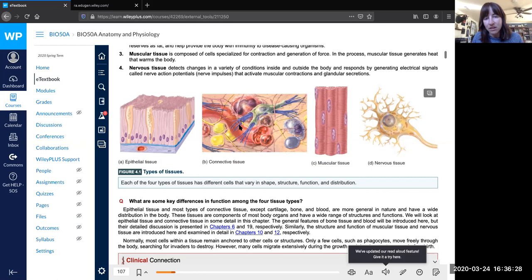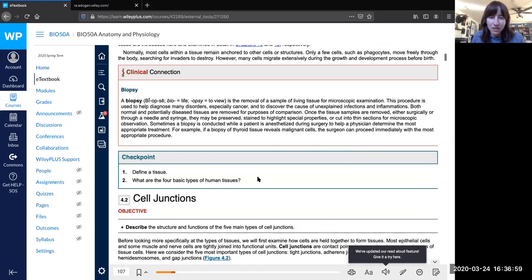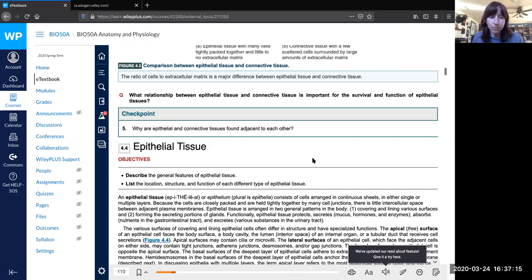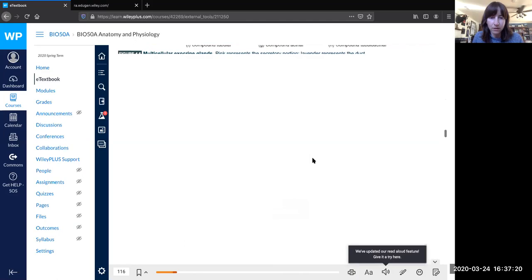Can anybody tell me what type of tissue it looks like the wall of this blood vessel is? Yeah, simple squamous. Yep. Simple squamous epithelium. Right, because we're going to allow oxygen and carbon dioxide and nutrients to diffuse back and forth from the blood. Yes, excellent. Oh, and here's another picture of the cells, the ground substance, and the fibers of this particular connective tissue. I'm just going to scroll past all the epithelial stuff.